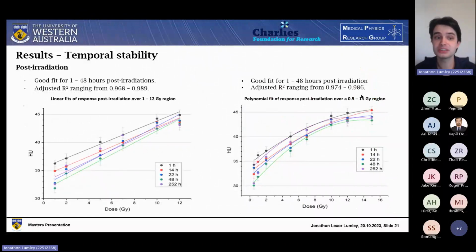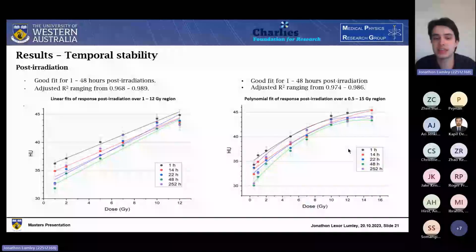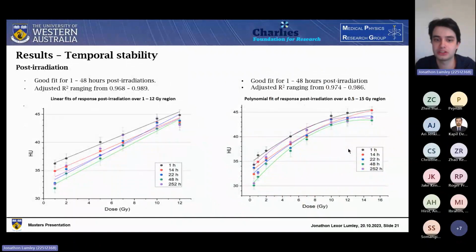In terms of post-irradiation stability, the linear fit saw good fits from samples imaged 1 to 48 hours post-irradiation, and again the same good fit for polynomial regression was applied for samples 1 to 48 hours post-irradiation. It is noted that the sample imaged 252 hours post-irradiation did not show a good fit for either linear or polynomial responses, with a large variation between the experimental value and the value predicted by the fit.